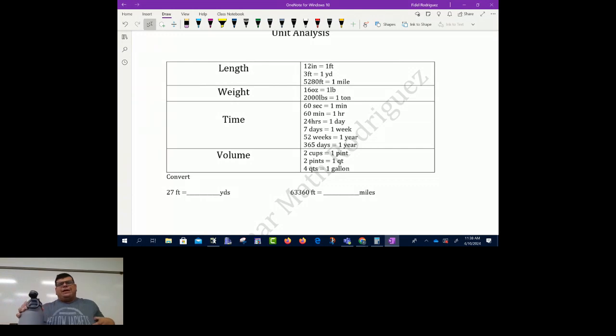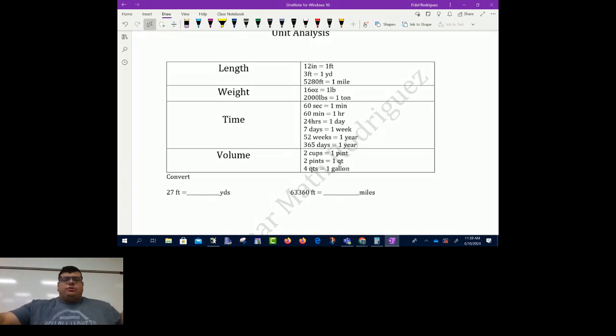I don't necessarily think that everybody should know the weight stuff, maybe the 16 ounces in a pound, or maybe the 2,000 pounds in a ton. But in either case, a lot of times for these problems, they will give you the conversion, the 12 inches in a foot type thing.